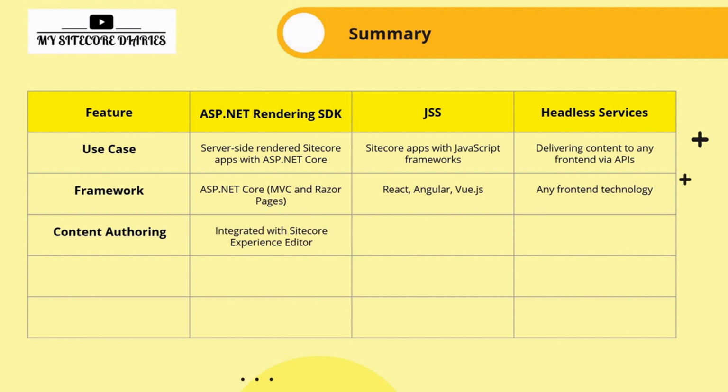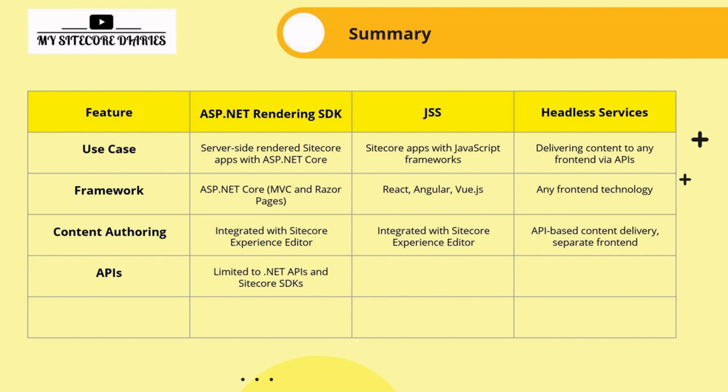Content authoring. Integrated with the Sitecore Experience Editor, you can utilize the Experience Editor in both the ASP.NET Rendering SDK and JSS. API-based content delivery is separated completely from the front end. You have APIs. It is limited to .NET APIs and the Sitecore SDK. For JSS, it is limited to JSS-specific APIs. Headless services provide two ways you can get the data from the API. One is a RESTful API and another is a GraphQL API.